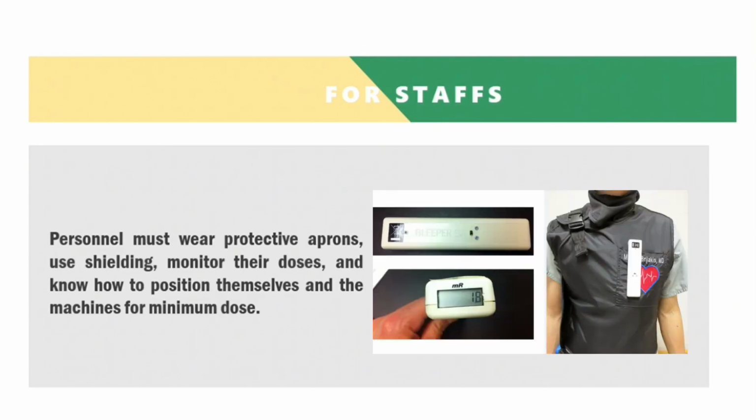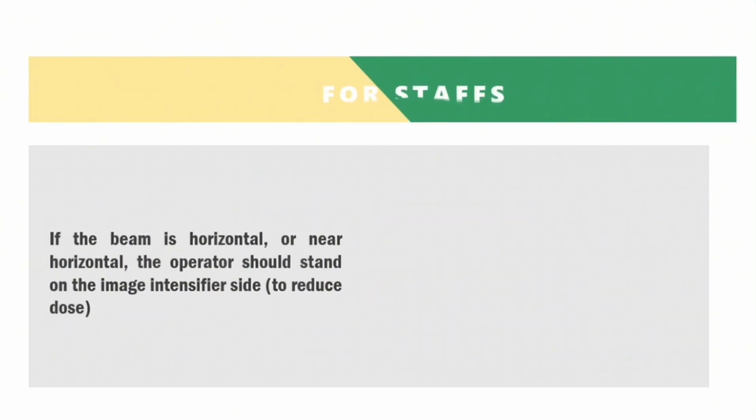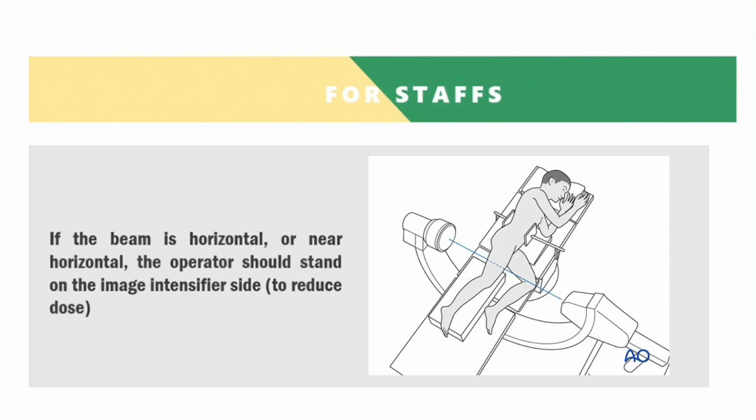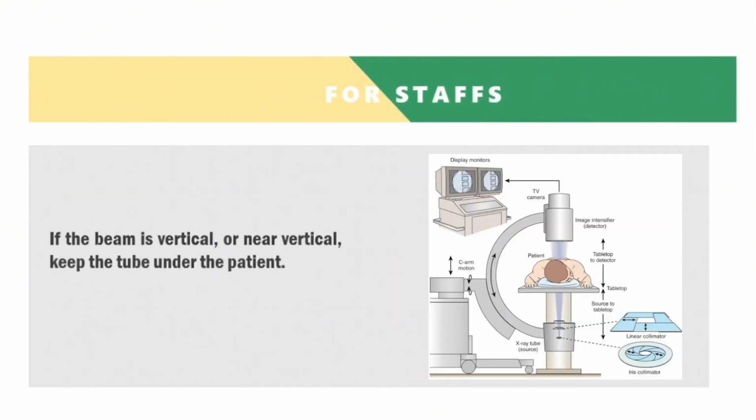Staff members should wear protective aprons, use shielding, and regularly monitor their radiation doses to ensure their safety. And positioning for minimum dose. If the beam is horizontal, operators stand on the image intensifier side to reduce personal dose. If vertical, keep the tube under the patient. These practical actions form the foundation of our commitment to patient and staff safety. By implementing these measures, we create a safer environment for everyone involved in the radiology process.